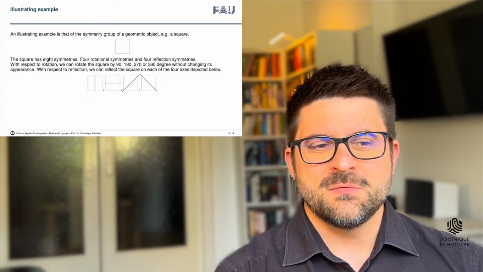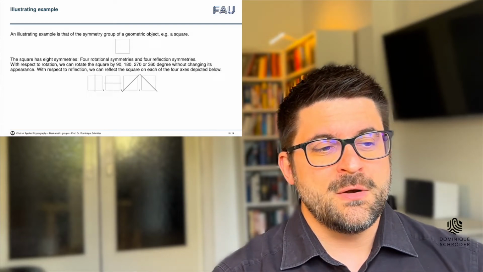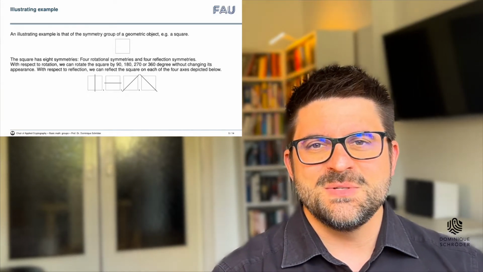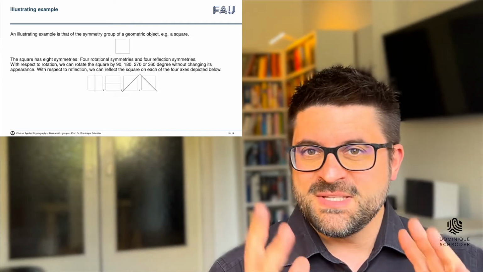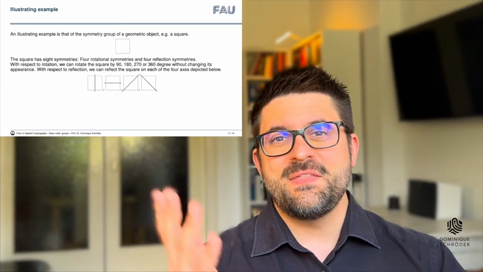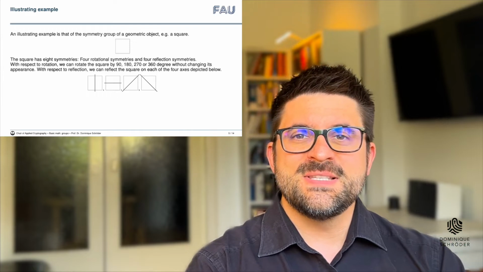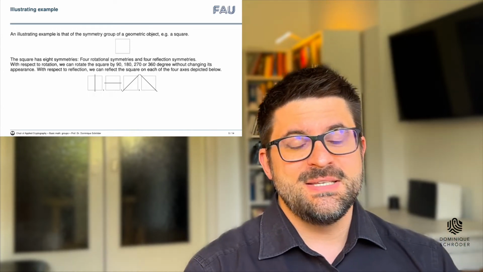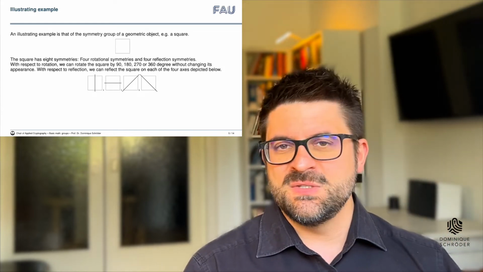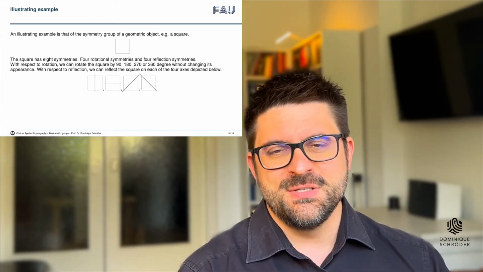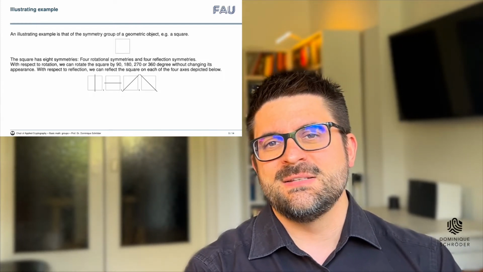Furthermore, with respect to reflection, we can reflect the square on each of the 4 axes, as you see here in this nice picture. And then, of course, you will end up with the same object. So what are the elements in this group, and what is the group operation? The group consists exactly of these 8 possibilities we have just seen, namely the 4 rotations and the 4 different reflections. So the number of elements is 8 in total.